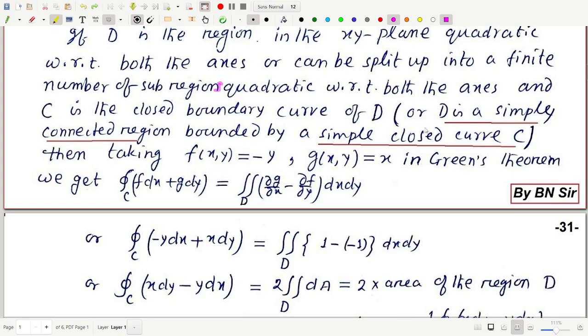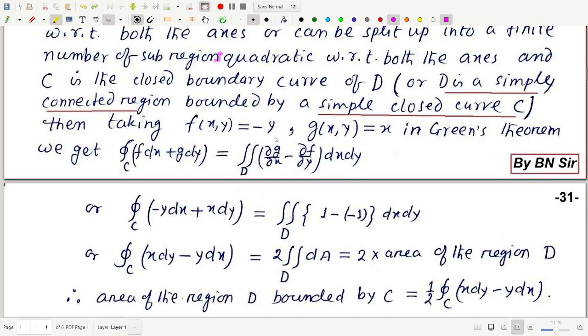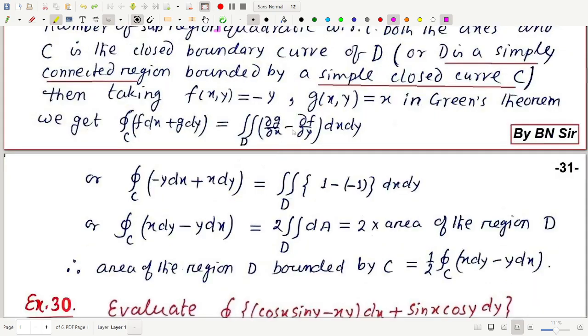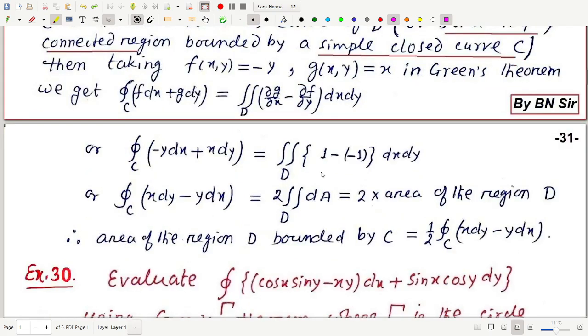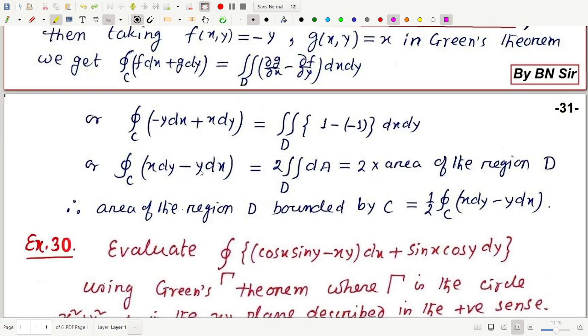this region D, boundary curve of D is C, then taking f of x,y equal to minus y and g of x,y equal to x, in Green's theorem we get this line integral becomes del g by del x minus del f by del y. This time g is x, just x, so del g by del x will be 1, and f is minus y, so del f by del y will be minus 1, so 1 minus minus 1 means 2, and left side becomes minus y dx, f is minus y, g is x, x dy, and here it becomes x dy minus y dx.